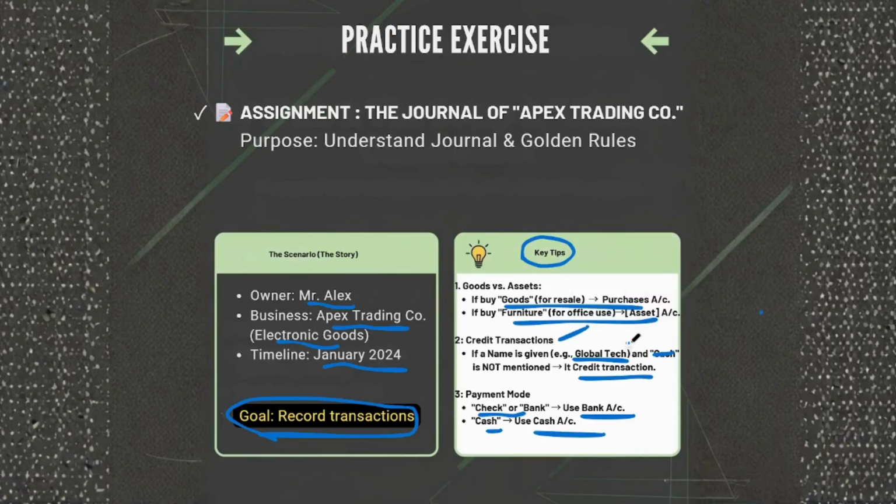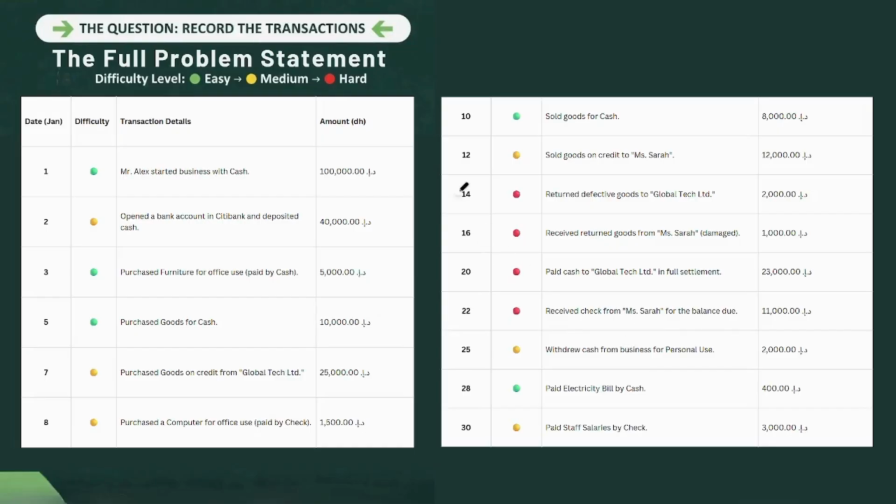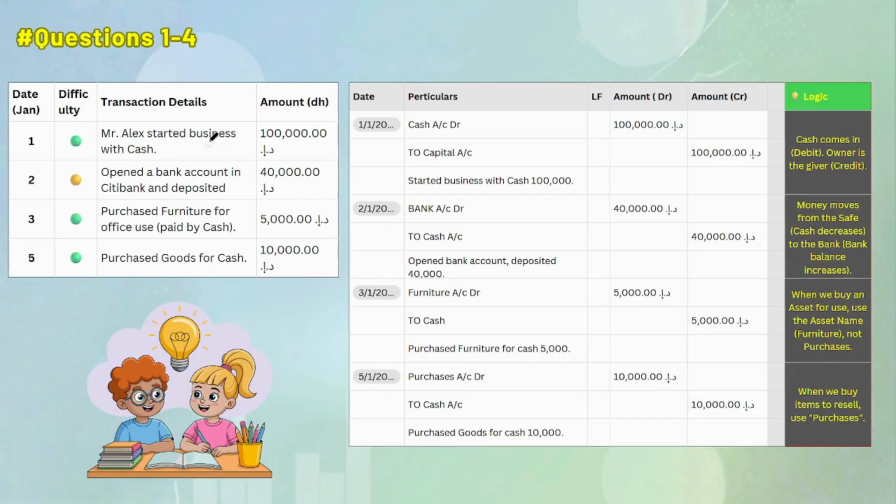We have a full month of activity here, starting the business, buying, selling, and paying bills. Don't let the long list scare you. We are going to tackle this step by step. Let's handle the first few days.